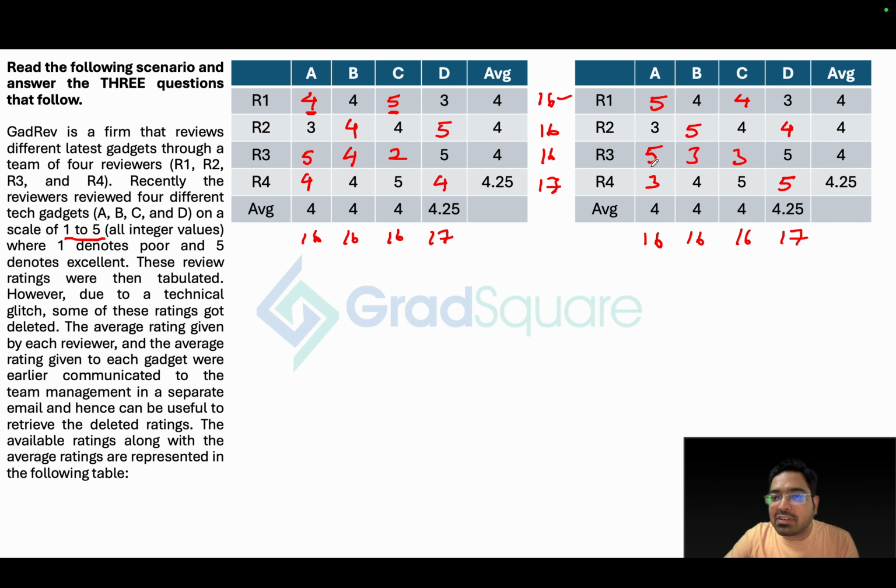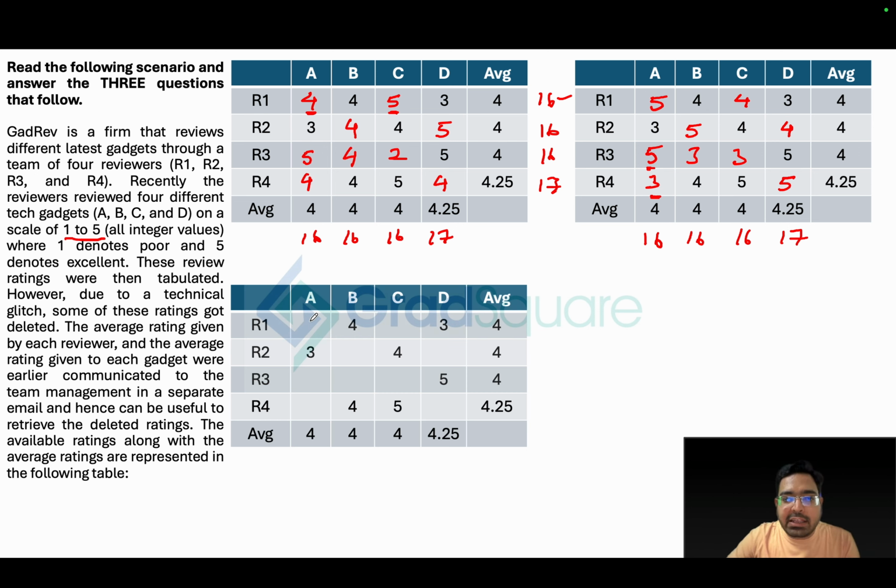Now once again we have a challenge over here because we kept a 5 and 4 over here, but we kept 5 and 3 over here, right? There is a possibility of 4 4. Remember, we have negated the possibility of 3 5 already, so we are left with one more possibility over here, 5 4, with a 5 and a 4 in this particular order. So let me put a 5 and 4 over here for reviewer 1 for A and C. And in that case, this number will definitely be 3.